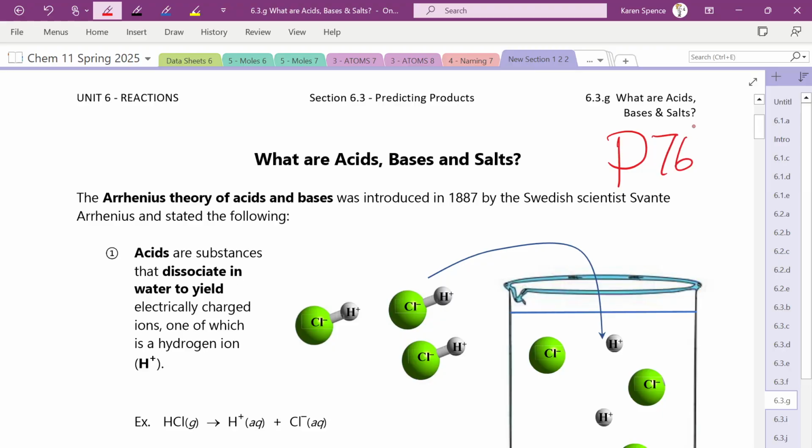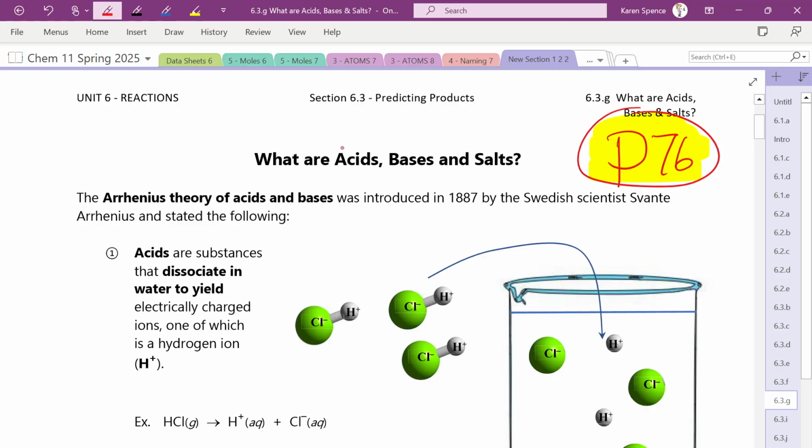Page 76. So there's actually a few different theories of what makes something acidic. Do you guys know anything about acids? Any characteristics of acids? Any properties of acids? They have a hydrogen in it. Yep. Do you guys know what they taste like?